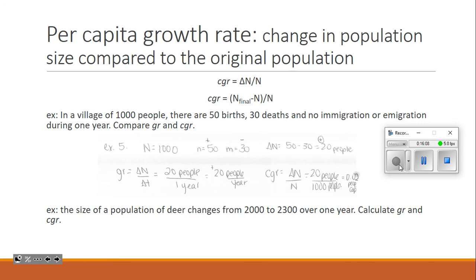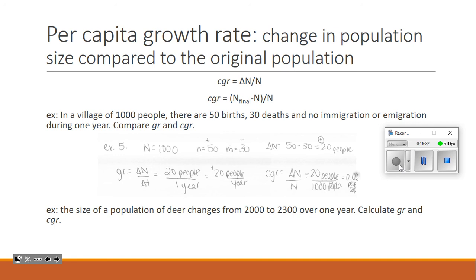If I want to calculate the growth rate, I needed to know delta n. Delta n is the change in population. So remember, it's not what's my new population size, it's how much did it change by. So I figured delta n out over here. You don't have to do that as a separate step. I just wanted it to be clear.